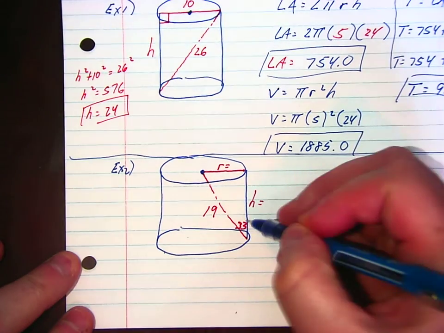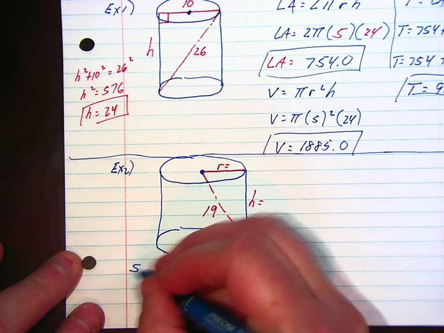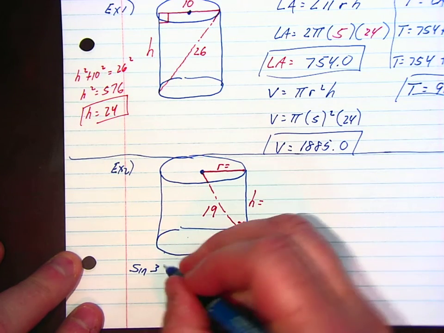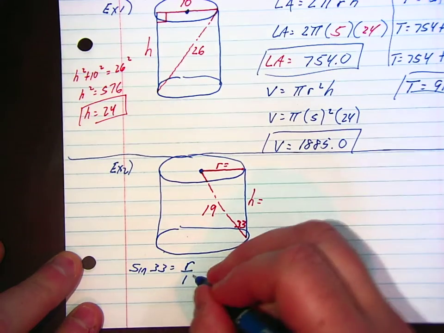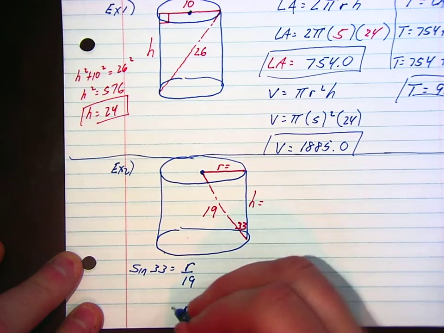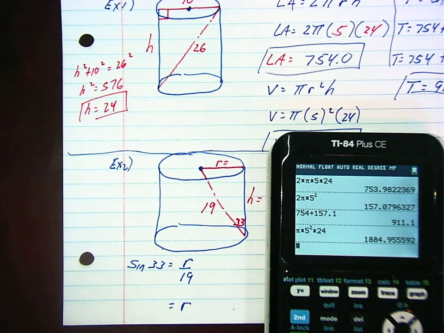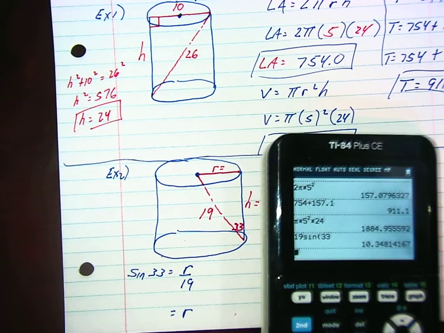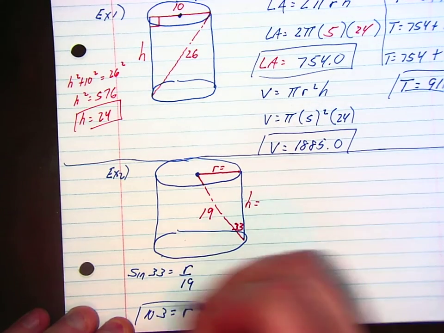So if I want to find my radius, that's opposite, that's hypotenuse, so I'm looking at sine. So I'm going to say the sine of 33 equals opposite, which is R over 19. Multiply both sides by 19, and that'll be your radius. So 19 times the sine of 33, 10.3. So there we go. I got one thing I needed.